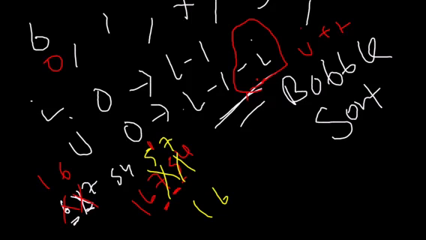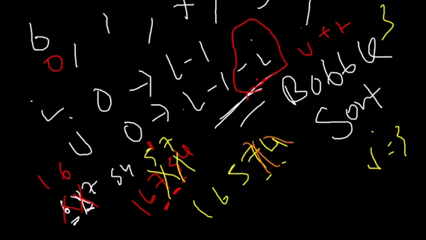You end up with 1, 6, 5, 7, 4. Now J becomes 3. So it compares 7 with 4, A[J] and A[J plus 1]. Is 7 greater than 4? Yes, it is. Another swap. So here you have 4 and here you have 7: 1 6 5 4 7.